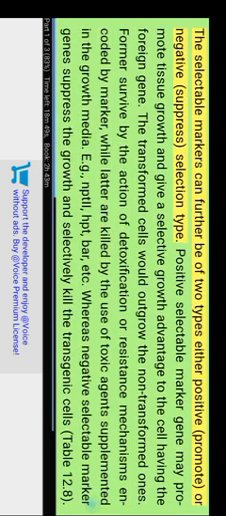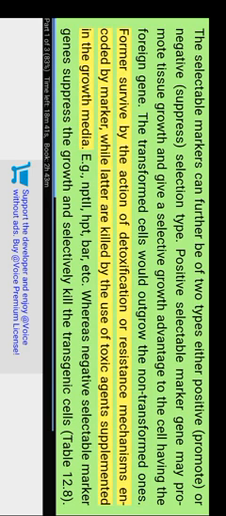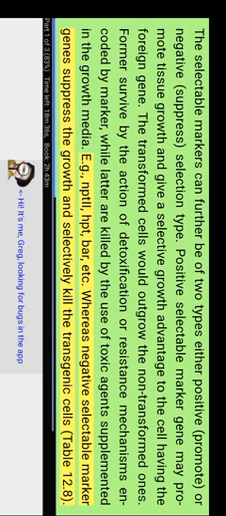The selectable markers are of 2 types, either positive (promote) or negative (suppress) selection type. Positive selectable marker genes may promote tissue growth and give a selective growth advantage to the cell having the foreign gene. The transformed cells would outgrow the non-transformed ones. The former survive by the action of detoxification or resistance mechanisms encoded by the marker, while the latter are killed by the use of toxic agents supplemented in the growth media, e.g., NPTII, HPT, BAR, etc.